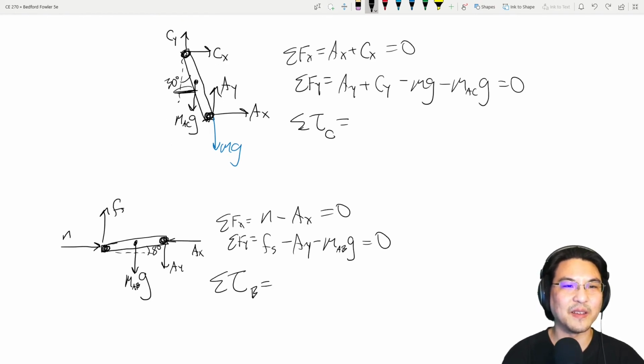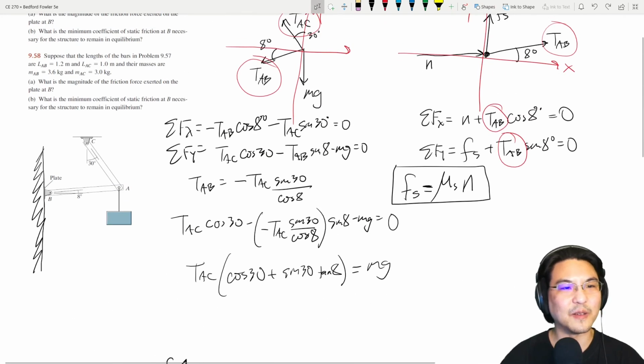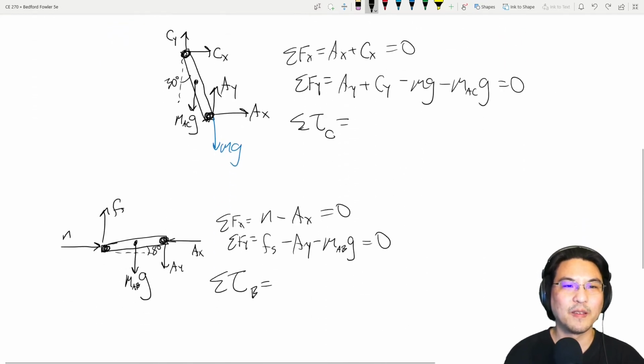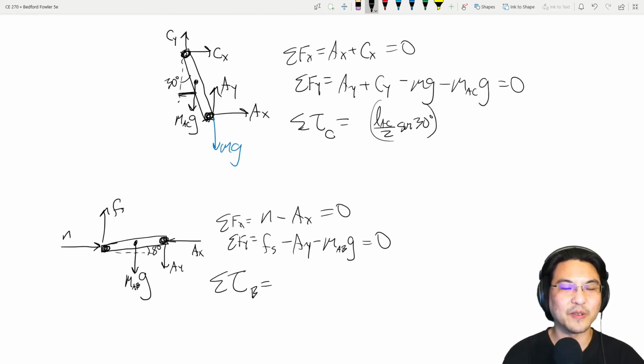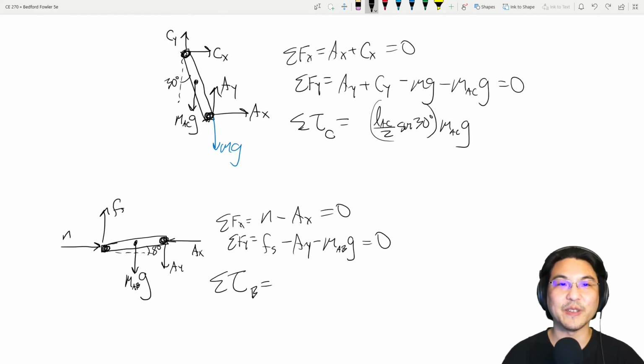Here's the weight. So here to here is, okay, how long is this bar? It's known, LAC. So here to here is half of LAC times, it's opposite the angle, right? So sine theta, sine 30 degrees. Right, that's this distance right here, times this weight, and that would create a torque going this way, which is actually in the negative z direction, so I'm going to put a minus sign here.